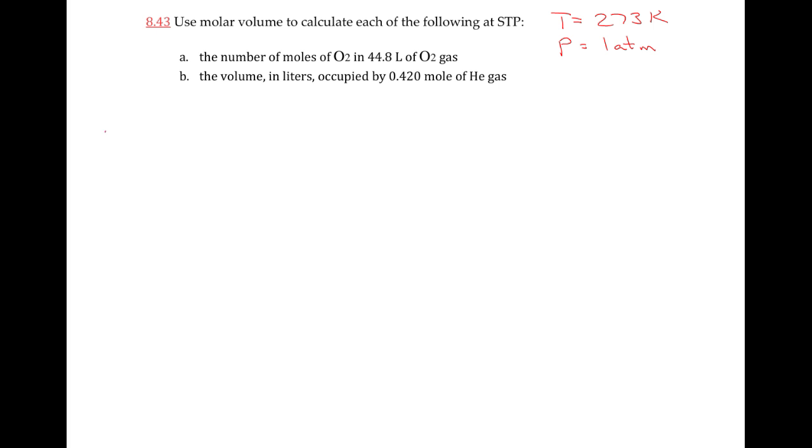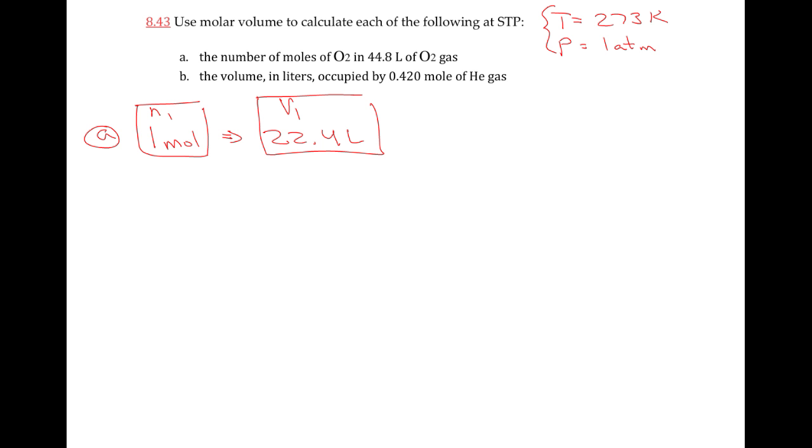So for A, we know that at standard temperature and pressure, so at this temperature and this pressure, 1 mole of an ideal gas occupies or takes up 22.414 liters, but we're only given 3 sig figs, so I'll just put 22.4 liters. So that means that our N1 is going to be 1 mole. Our V1 will be 22.4 liters, and in A, we're given V2, which is equal to 44.8 liters.